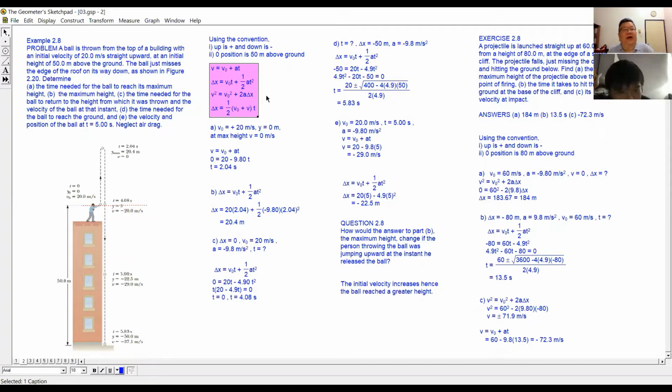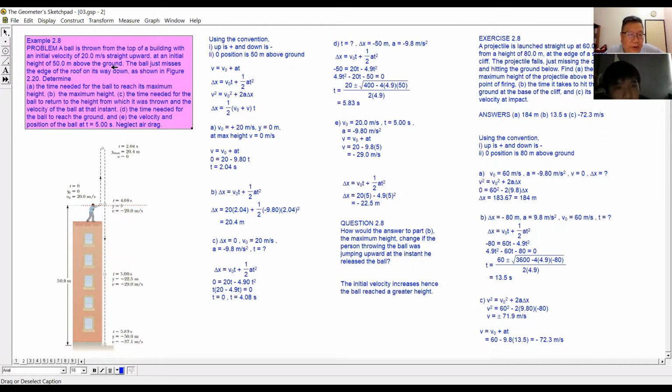So it's something like the previous case. You list out all the variables and decide which formula you want to use. Again, our convention is going up is positive, going down is negative, right? So you read this problem and treat it as a problem for equation of motion.